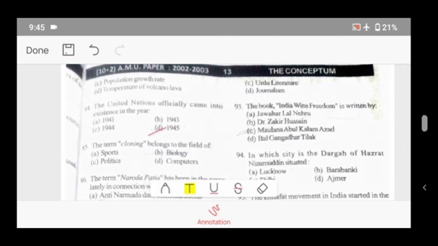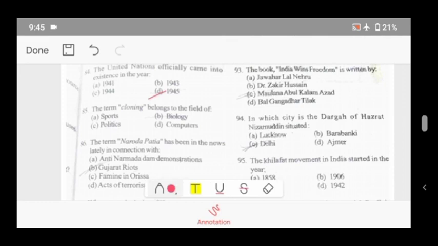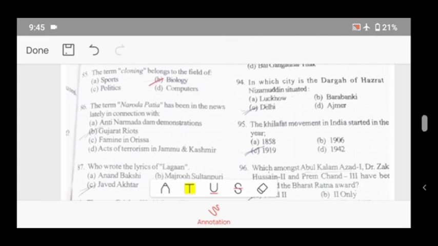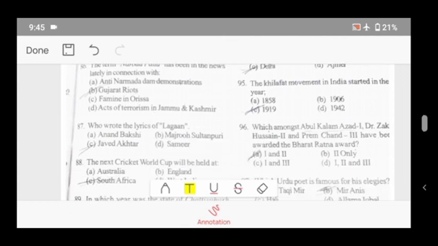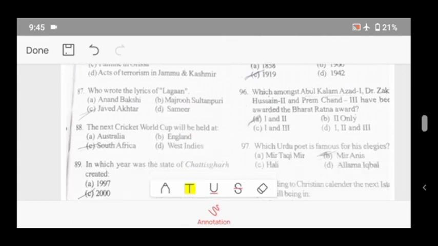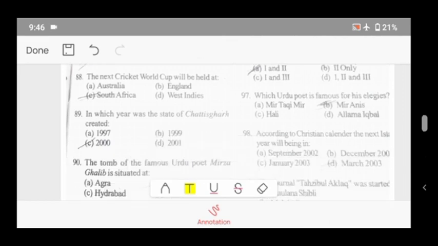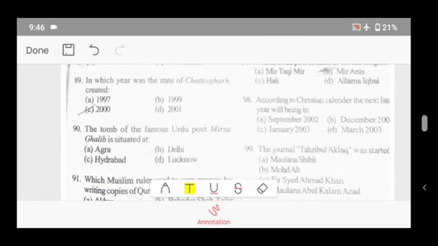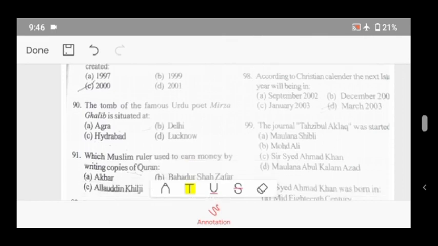And the term colonizer belongs to the field of biology. You will know this. The term Navaroda Pati has been in the news lately in connection with Gujarat. Who wrote the lyrics of Lagan? Javed Akhtar. So here general knowledge and Islamic studies will be involved, so you have to study it. The next Cricket World Cup will be held in South Africa. In which year was the state of Chhattisgarh created? 2020. The tomb of the famous Urdu poet Mirza Ghalib is situated in Delhi. Okay, here I will mark Delhi.